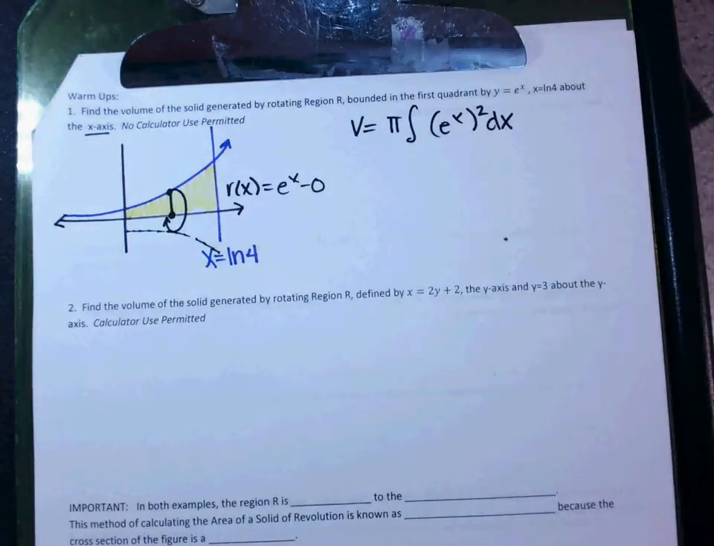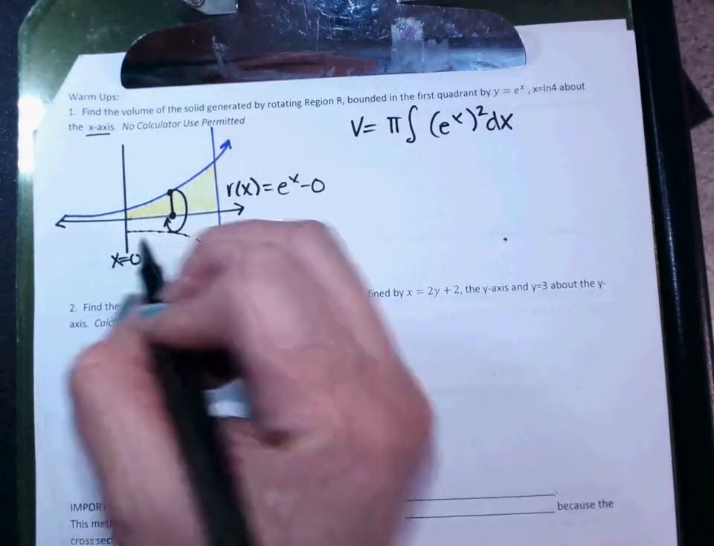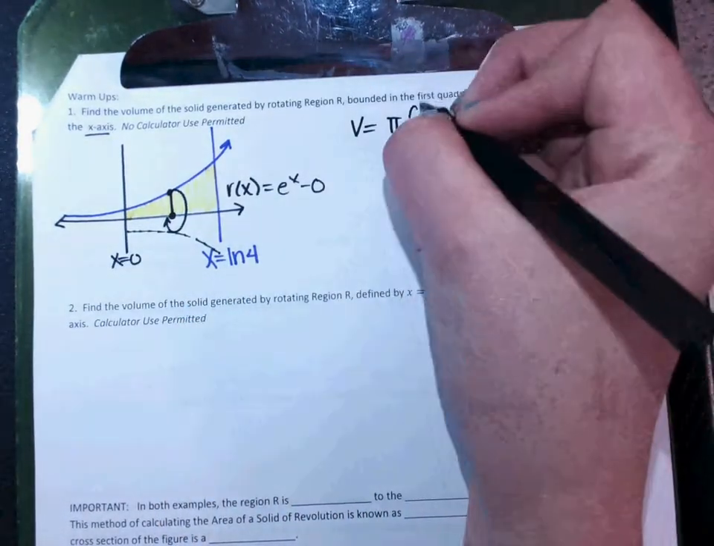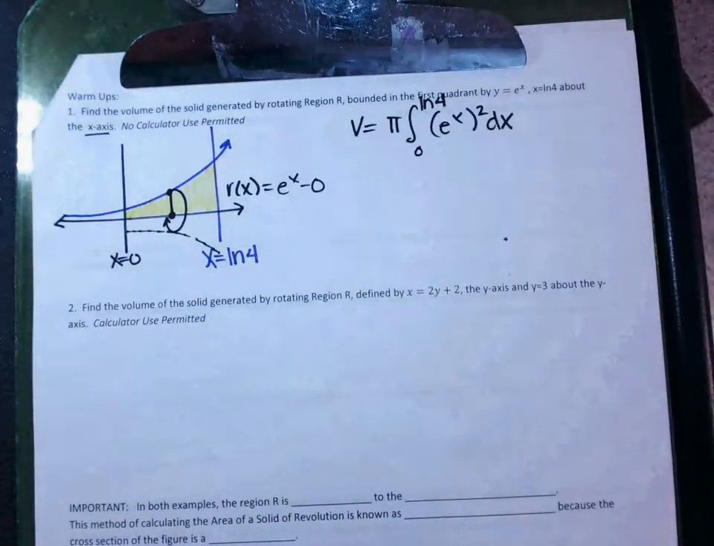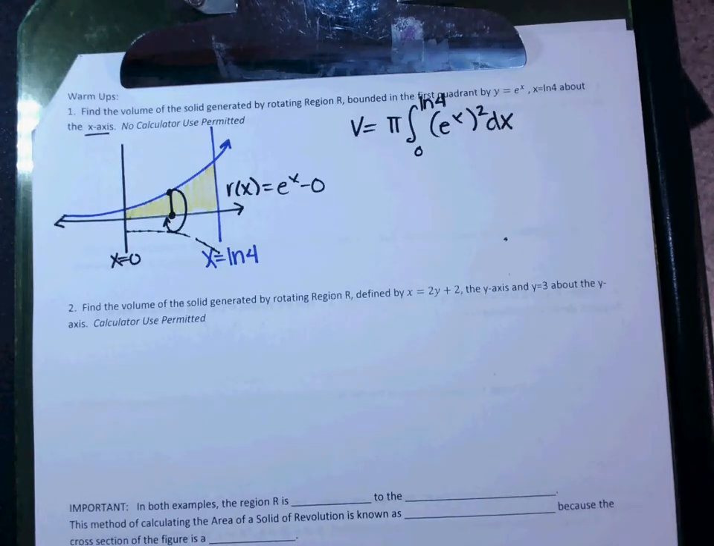What are my endpoints going to be? 0 to ln4. Good. This is x equals 0. This is x equals ln4. So those are my endpoints. That's it. That would be if you're just setting it up. We are going to work this one out to make sure you've seen some examples.